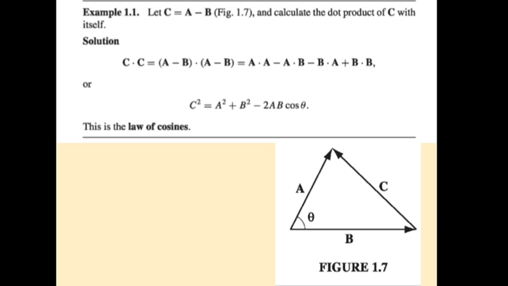If you looked carefully at the previous slide as well, this is how A minus B is written. Anyway, you know this very well. So in this condition, suppose I am taking C dot C, what will be the outcome? If I take C dot C, the dot product of a vector by itself, C is a vector and I am taking the dot product of the same with itself: A minus B dot A minus B.